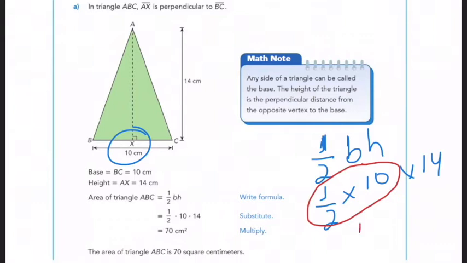Or you take 10 times 14 and multiply it by a half, which means you're putting everything over a 2. So what I can do right here is simplify. There's 5, and this is 1, so it's 5 times 14. Either way, it really doesn't matter. Okay, let's move on.